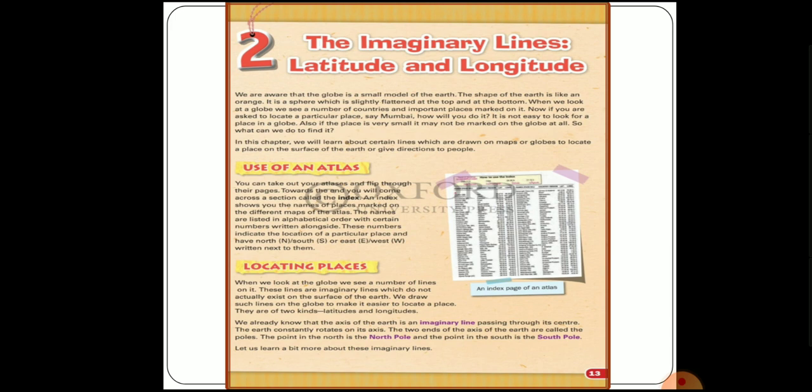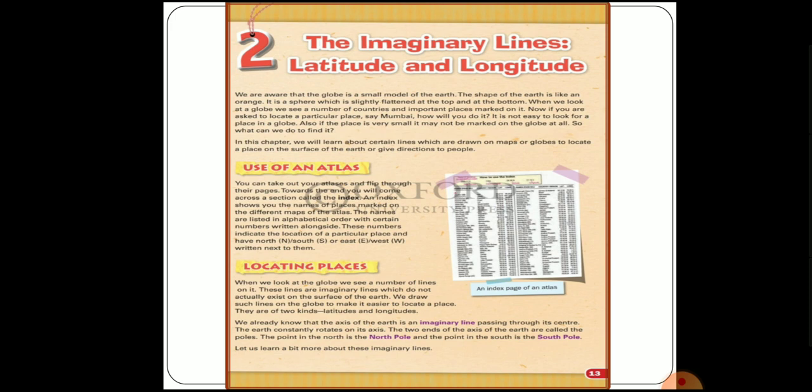So, we know that the earth is like an orange and it is flattened at the top and the bottom. So there are some lines drawn on it to locate a particular place, or to locate any country on it. We will learn about them.